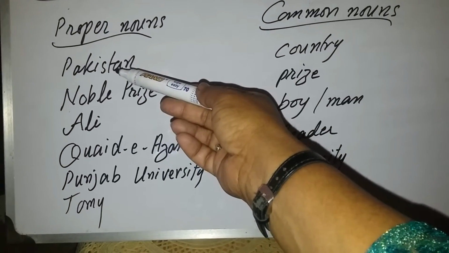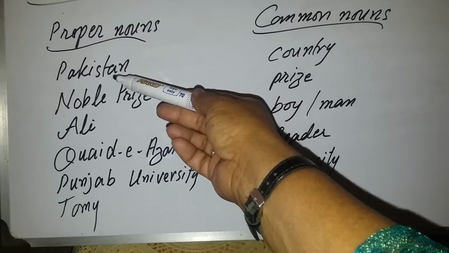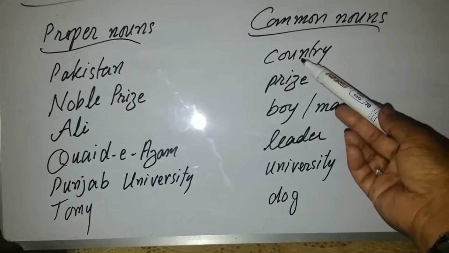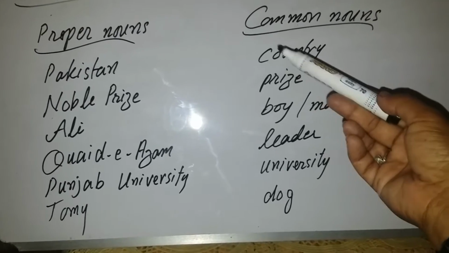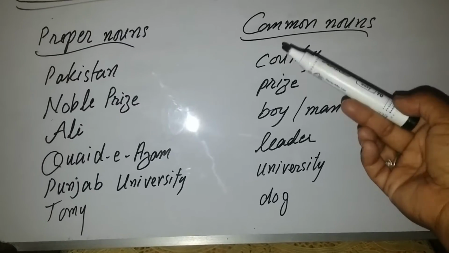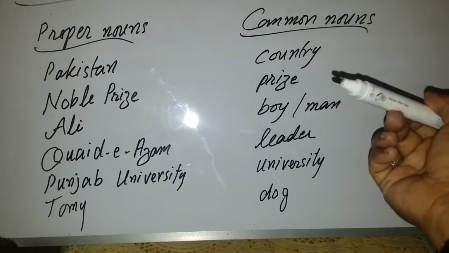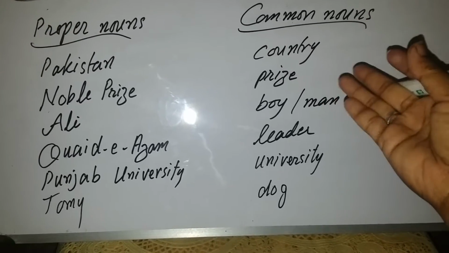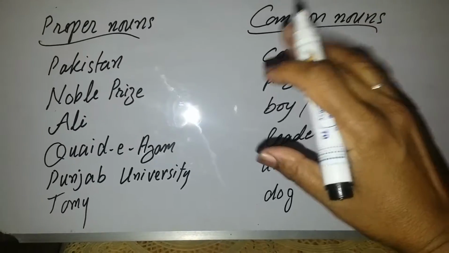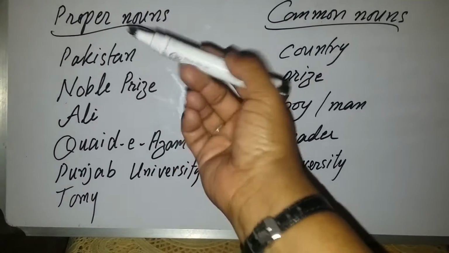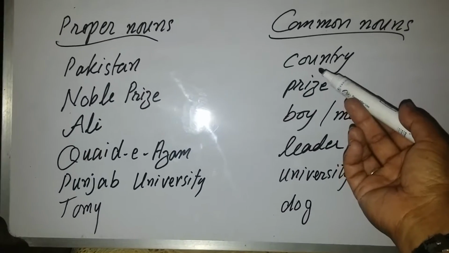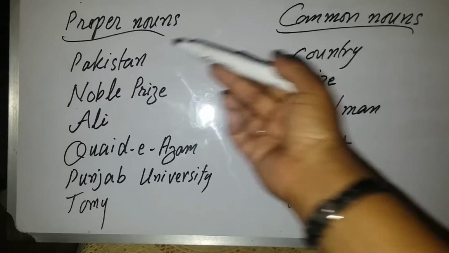Pakistan is the specific name of a country, but the word country is shared by all. For example, America, India, Britain and China are also countries. The names given to these countries are all proper nouns because they are the specific names of countries, and country is the noun which is shared by all. So this is a common noun, and this is a proper noun.